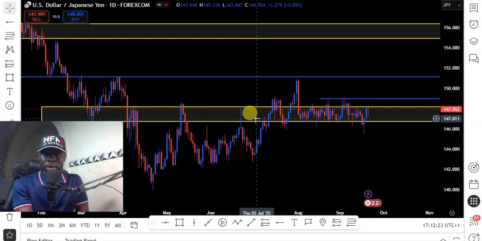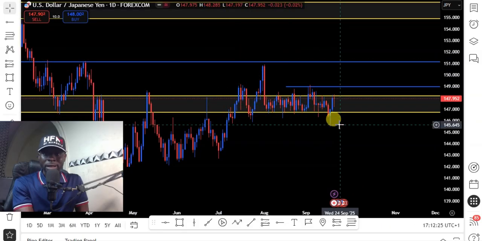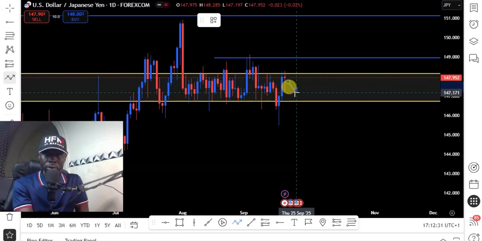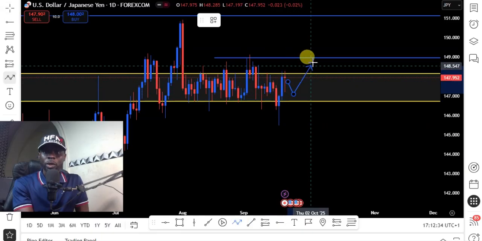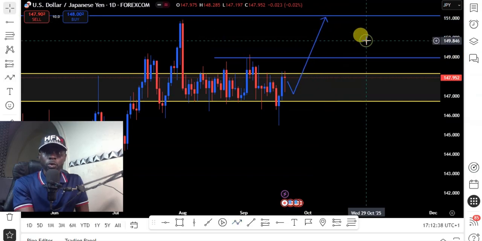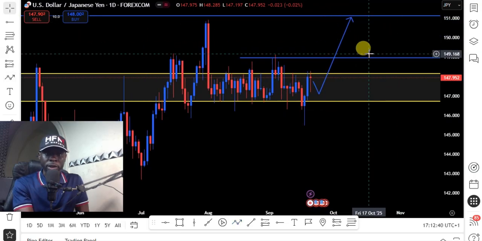Let's go to our daily chart. So this week we are expecting price to retest this support level for us to look for any possible buying opportunity, which is we expect price to retest this weekly support level. Then we'll start looking for buying to this next weekly resistance level. So USDJPY this week still remains bullish for us. So look for your buying opportunity on the USDJPY.